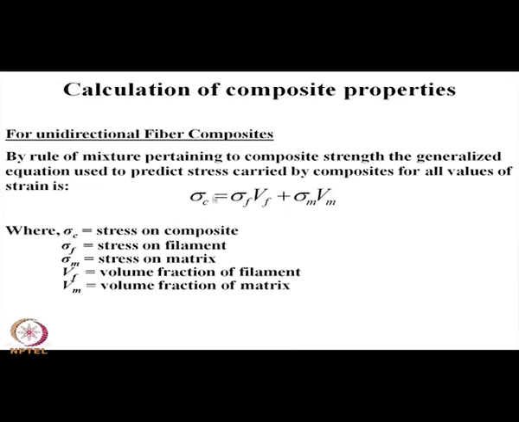Say the stress is applied on the fiber and the matrix components, what will be the stress on the final composite? If we know the volume fraction of the fiber, the volume fraction of the matrix, and the strength of the fiber and the strength of the matrix, you can calculate the strength of the composite from this relation, where sigma c is stress on composite, sigma f is stress on filament or fiber, sigma m is stress on matrix, and V f and V m are the volume fraction of the fiber and the matrix respectively.